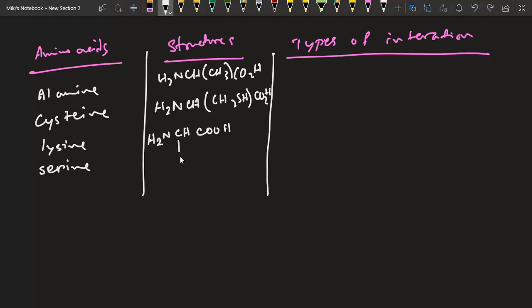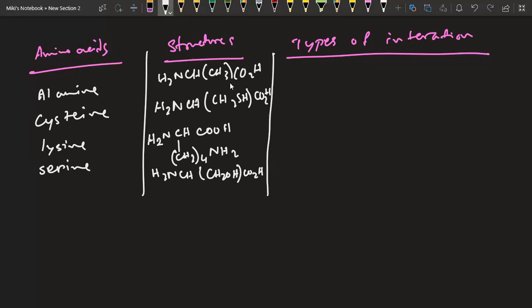Let's try to visualize the structure clearly. And finally, we have serine. Serine is H2NCH, CH2OH, CO2H. Now, what type of interaction do they perform?